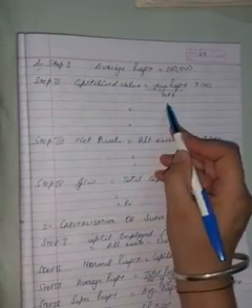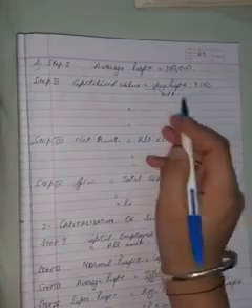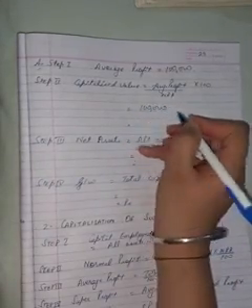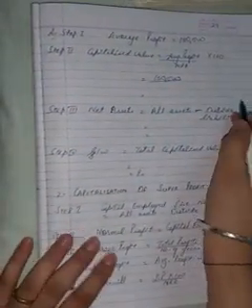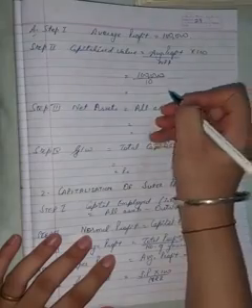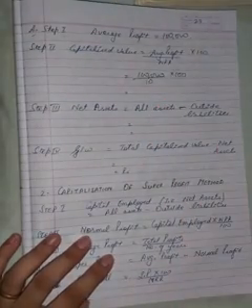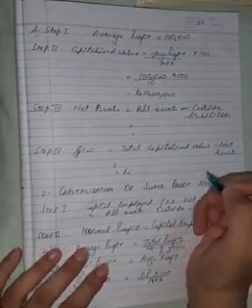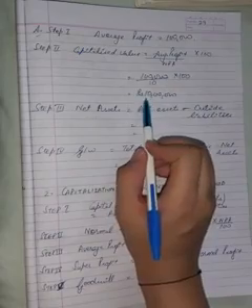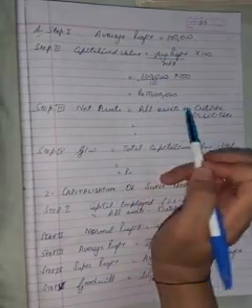Okay, so the capitalized value formula is average profit upon normal rate of return into 100. Average profit is 1 lakh upon normal rate of return, that is given in the question, 10%. So we have to write down 10 here and multiply it by 100. So your answer will be 10 lakh. So the capitalized value we have found out is rupees 10 lakh.